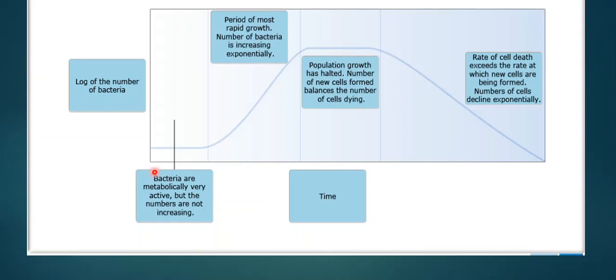So what's happening here is that at this lag phase, the bacteria are metabolically active, but they're not reproducing as quickly, so their numbers are not increasing super fast, because this is where we're going from one cell to two, and two to four, and four to eight, and those numbers just aren't getting super huge yet. But at some point, we have this rapid exponential growth that we call the log phase.